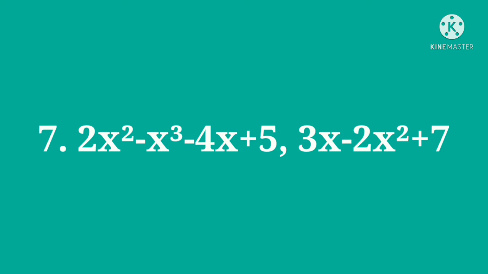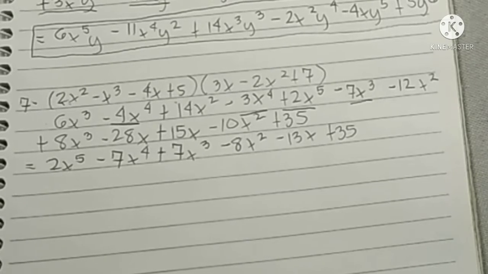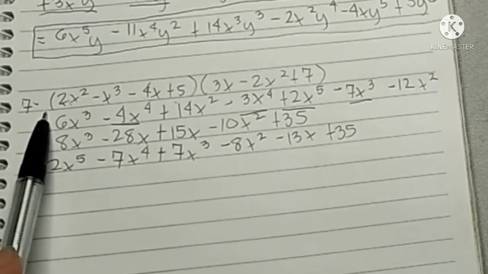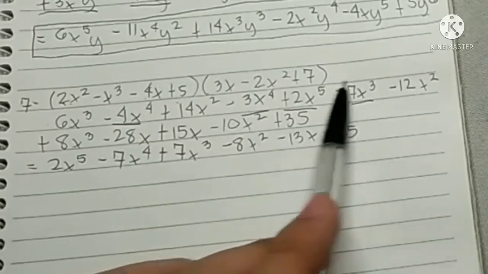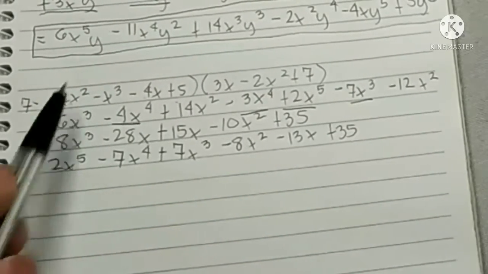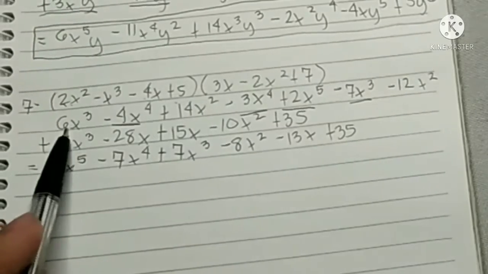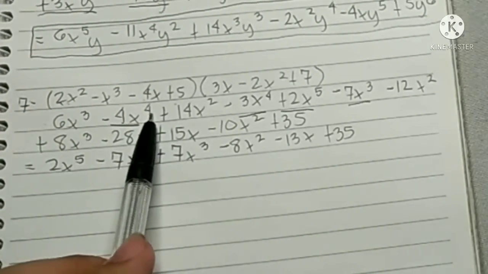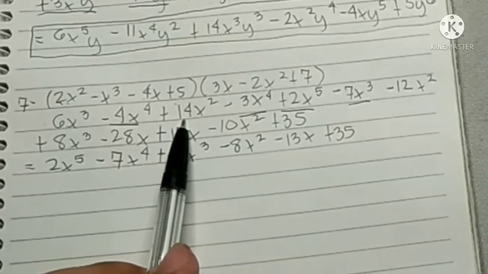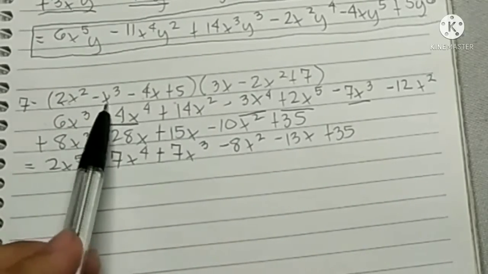And for number 7, we will find the product of 2x squared minus x cubed minus 4x plus 5 and 3x minus 2x squared plus 7. Here, just like in number 6, we will multiply all of them. So when we multiply the 2x squared to 3x, we will get the 6x cubed. Multiply the 2x squared and the negative 2x squared, and we will get negative 4x raised to 4. Then the 2x squared and the positive 7, and we will get the 14x squared.